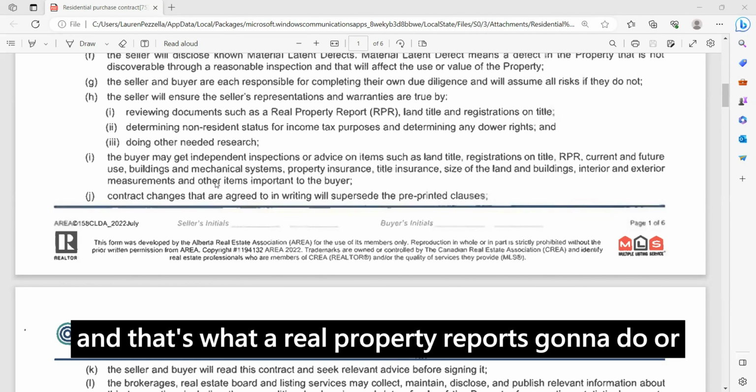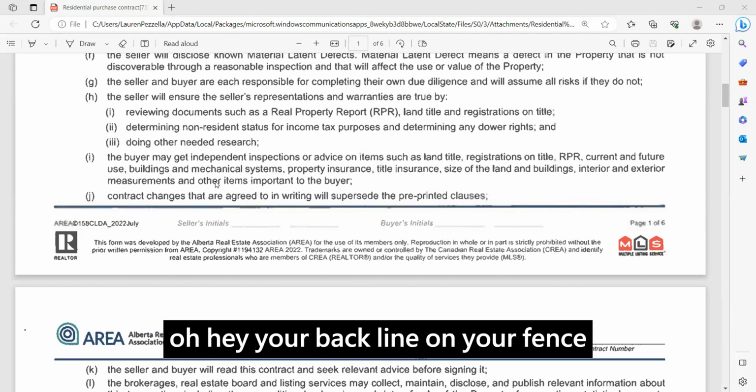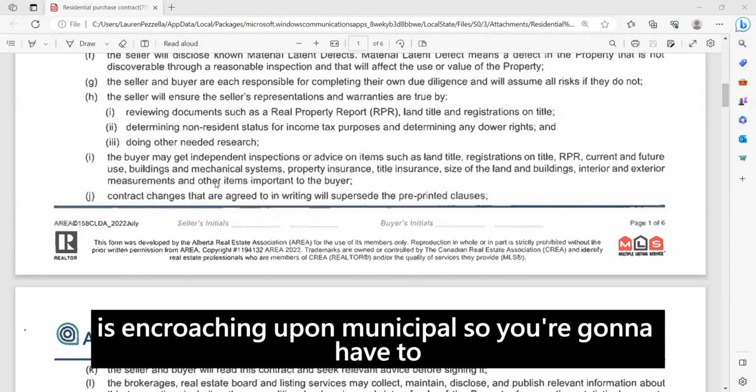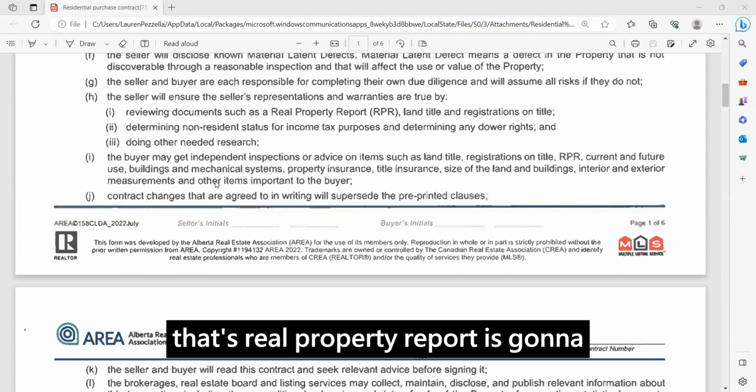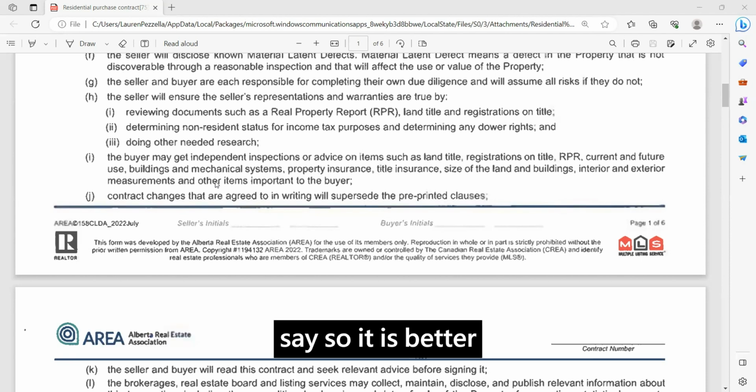And that's what a real property report is going to do. Or, oh, hey, your back line on your fence is encroaching upon municipal, so you're going to have to take down your garage because your pad is too far into the back alley. That's what a real property report is going to say. So it is better than anything for that.